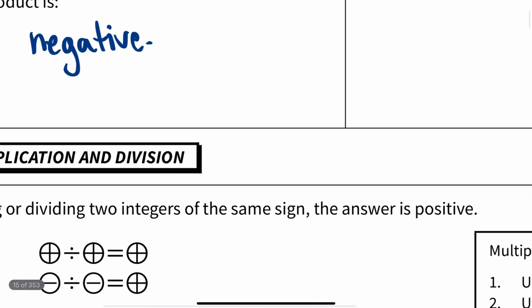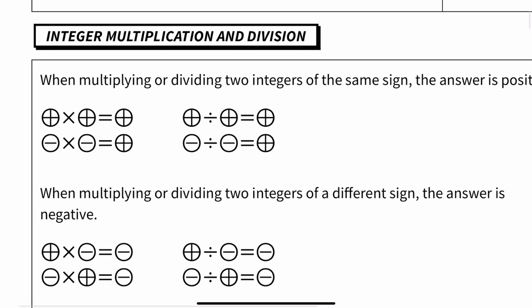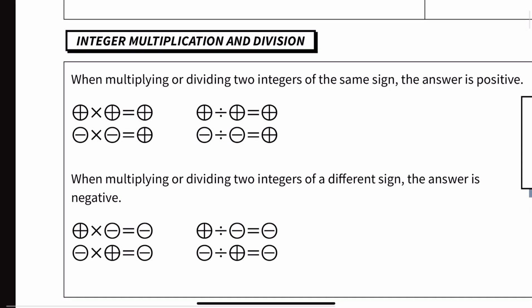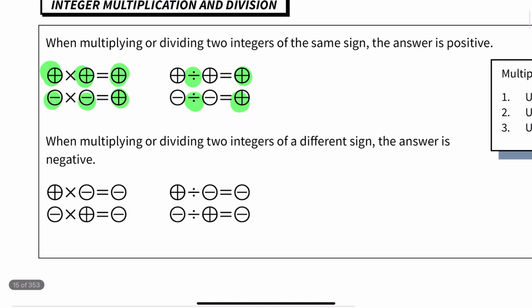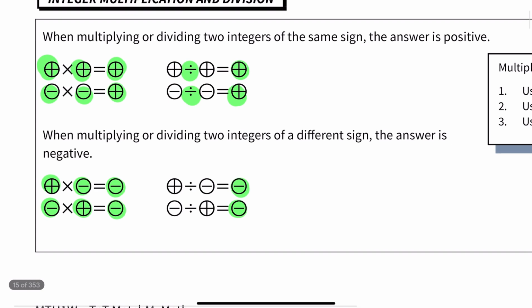So the summary is, when multiplying or dividing two integers of the same sign, the answer is positive. So positive times positive is positive. A negative times a negative is also a positive. Same thing when you're dividing, positive and a positive. When you multiply or divide two integers of a different sign, the answer is negative. So positive times negative is negative. Negative times positive is negative. The product is negative, as well as the division. The quotient is going to be negative for two integers of a different sign.